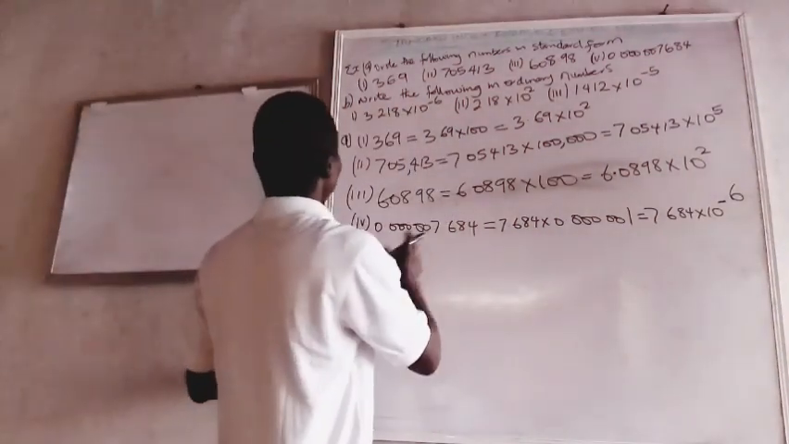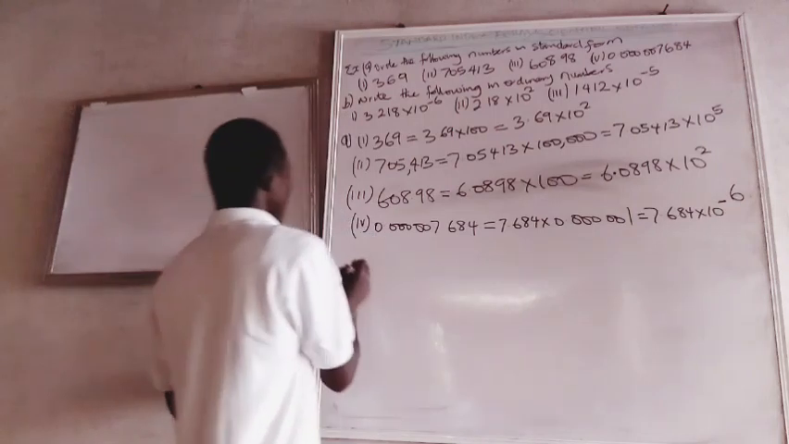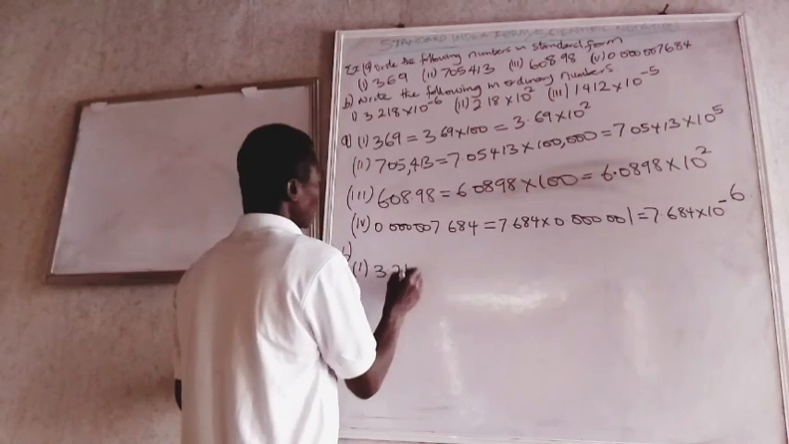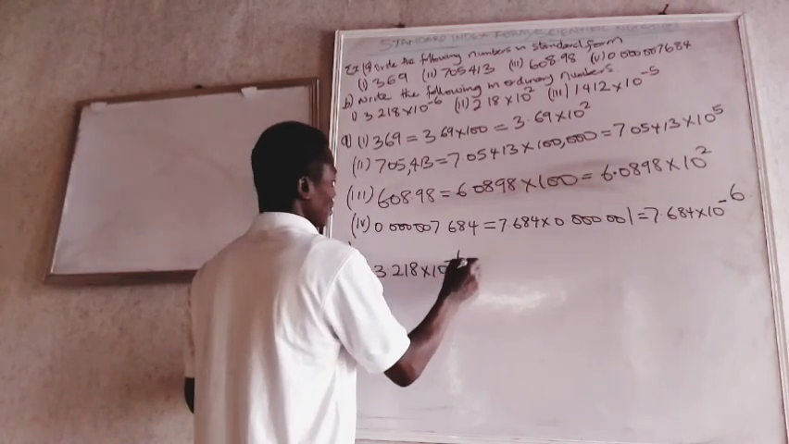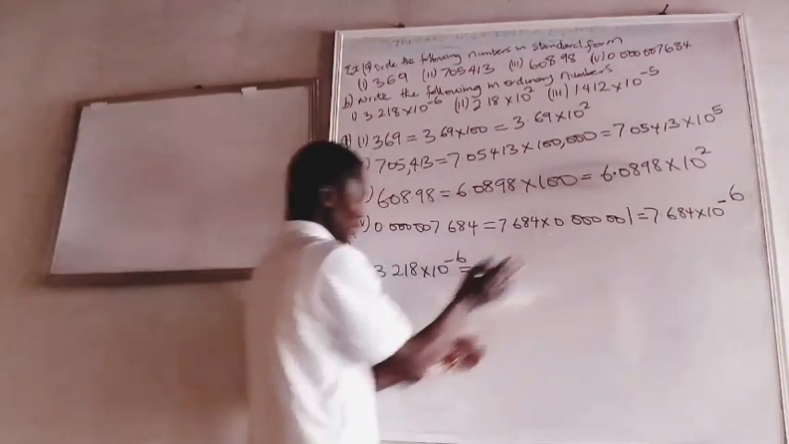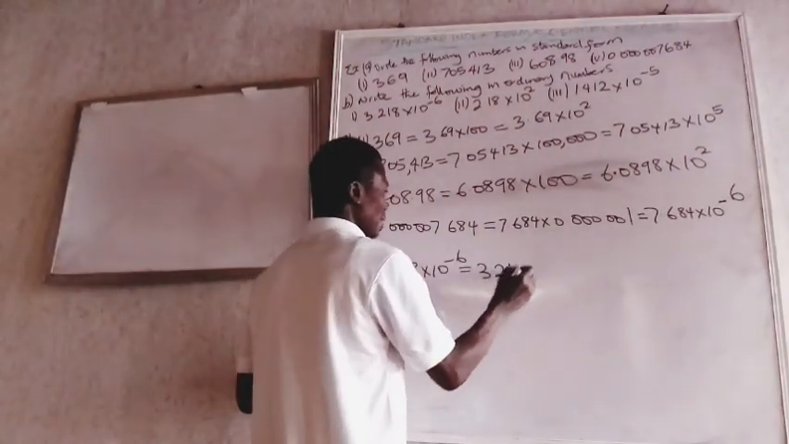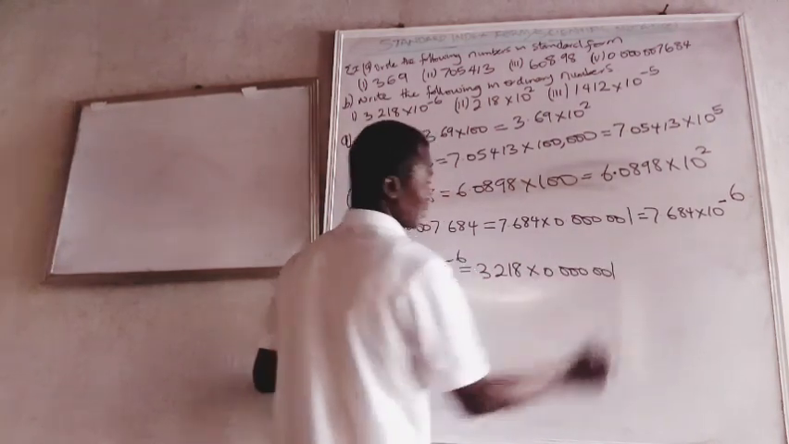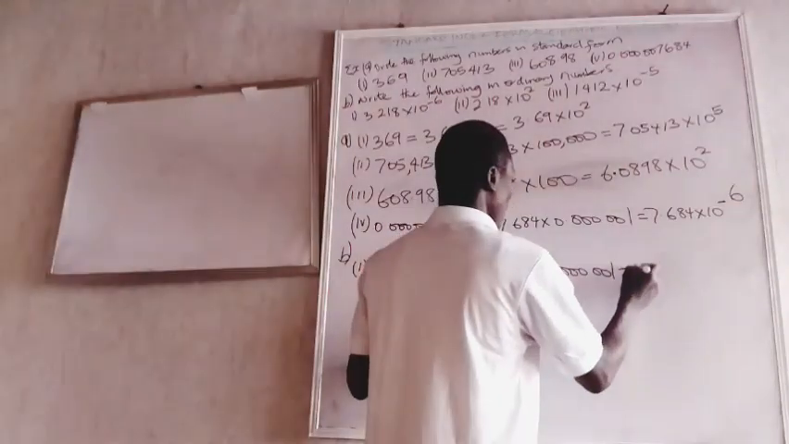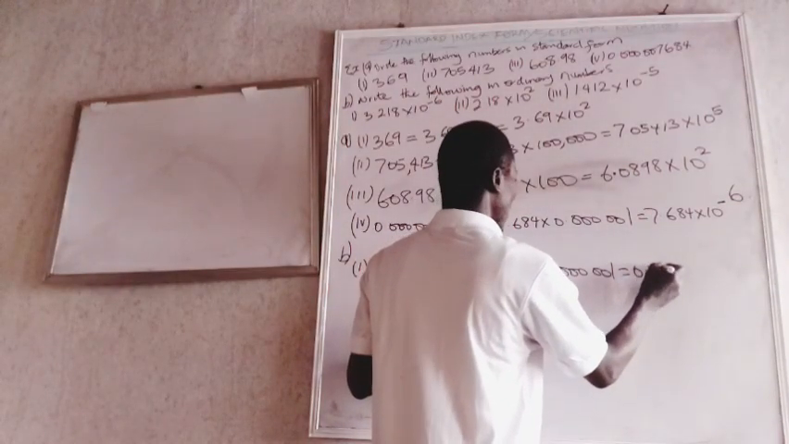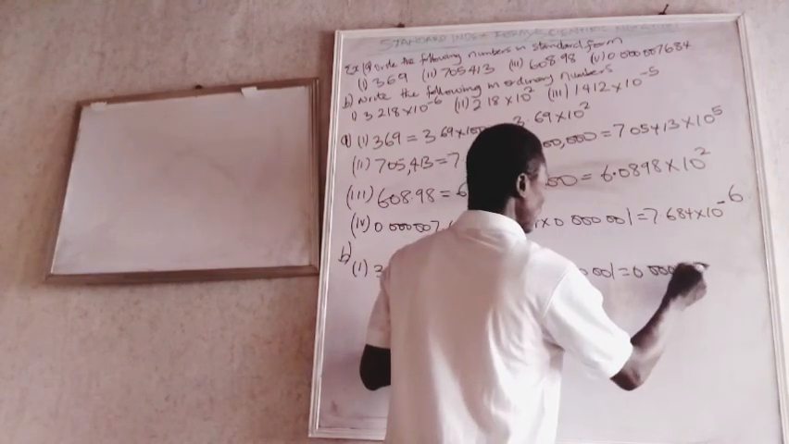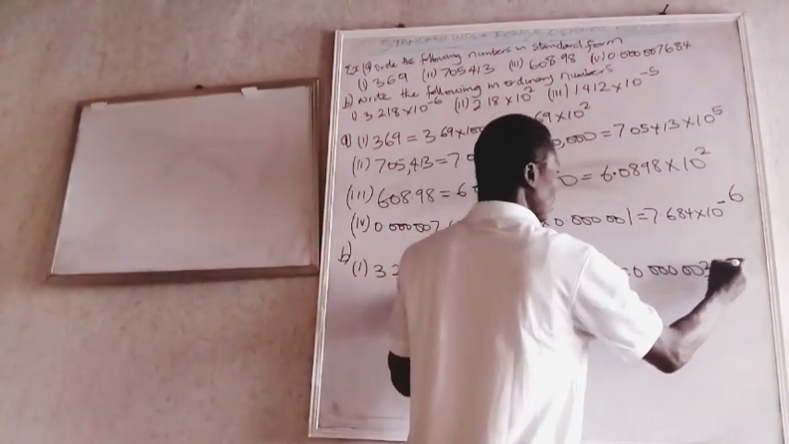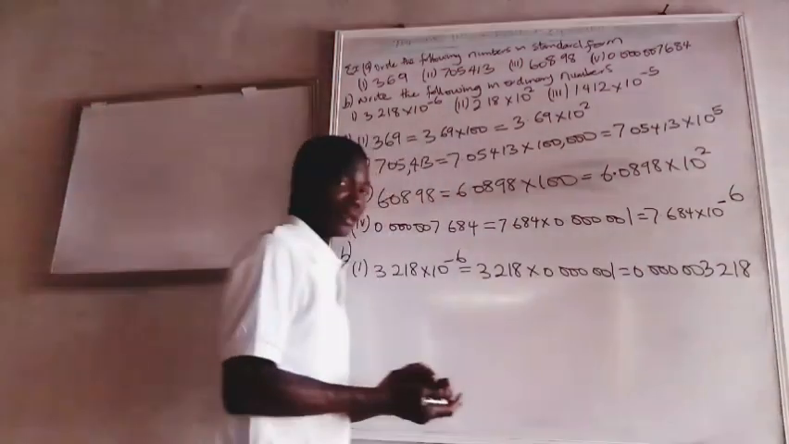Now let's look at the next one. It says write the following as ordinary numbers. The first one is 3.218 times 10 raised to the power minus 6. So we still come back to get this first. We are going to have 3.218 times 0.000001. So you can see it's going to be 0.000003218. From this point, here we have 1. That's where we start writing this number, 3218. So you can see it's very simple and straightforward.